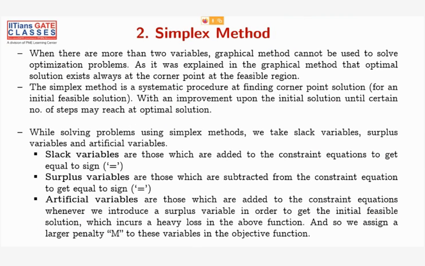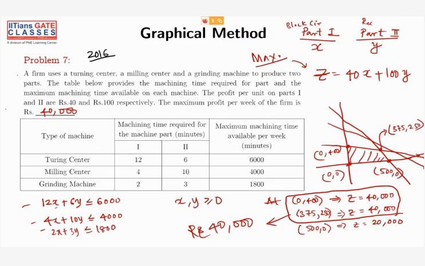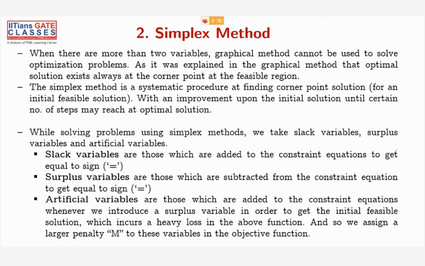So you can see here, when there are more than two variables, the graphical method cannot be used to solve optimization problems. Obviously, I told you. As was explained in the graphical method, the optimal solution always exists at a corner point of the feasible region. In the graphical method, we have seen that there are some corner points, and the farthest corner point from the origin that meets the objective function line is your solution.